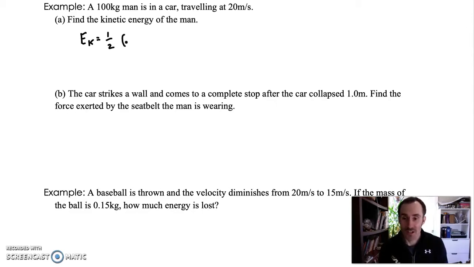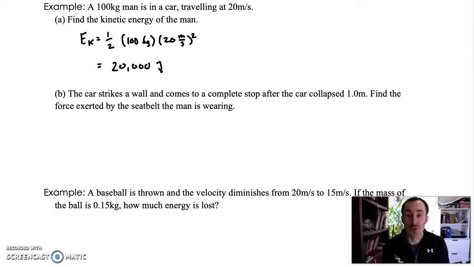So the mass is 100 kilograms. And the velocity is 20 meters per second. We're going to square that. So half times 100 times 20 squared is equal to 20,000 joules. Okay, our units for energy are the same as our units for work, joules. Okay, so hopefully that one was straightforward, not a big deal.